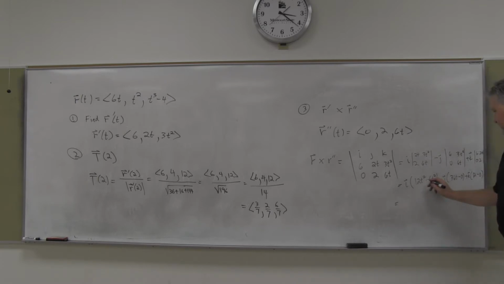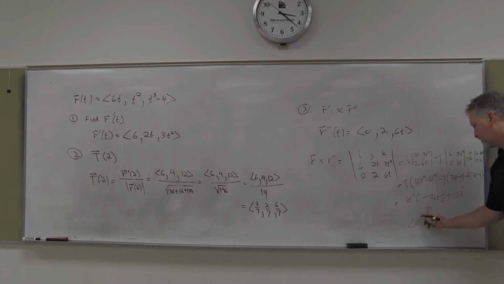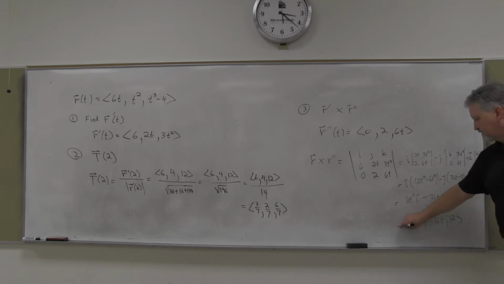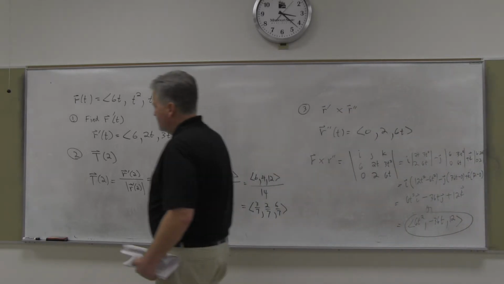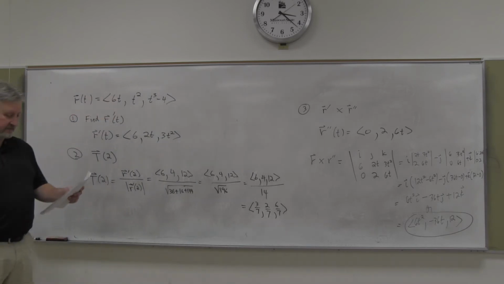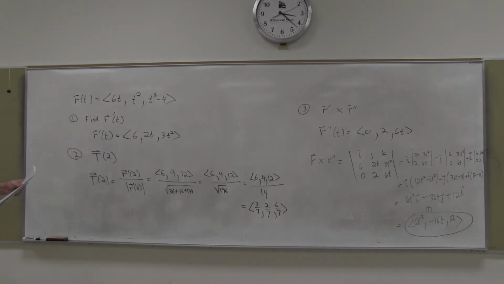So we get 6t squared i minus 36t j plus 12k. Or, in the other notation, <6t squared, minus 36t, 12>. So that'd be the cross product there. That would probably come in sometimes, a computation we might need sometimes. So have us do that.